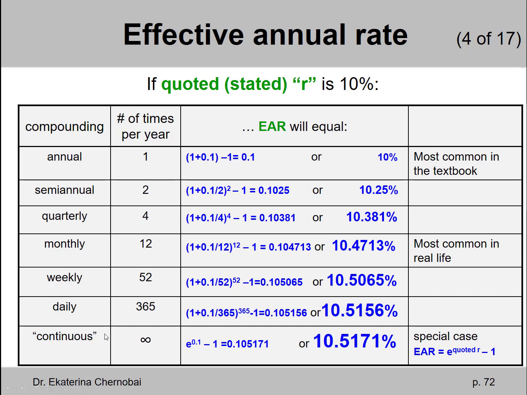The special case is called continuous compounding. That's when the frequency is basically infinity. In the calculator, you can basically change your frequency to, let's say, a bunch of 9s. It will work, or the formal formula looks like this. Exponent, and then you use the quoted rate, 0.1 in our example, and then from the whole thing you subtract 1. This is sort of as high as it can get, 10.5171% per year.